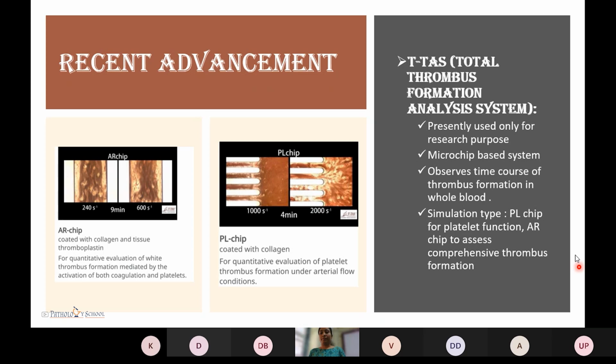The AR chip is coated with collagen and tissue thromboplastin, and it is used for quantitative evaluation of thrombus formation mediated by the activation of both coagulation and platelets, whereas the PL chip is coated with collagen, and it is used for the quantitative evaluation of platelet thrombus formation under arterial flow conditions.